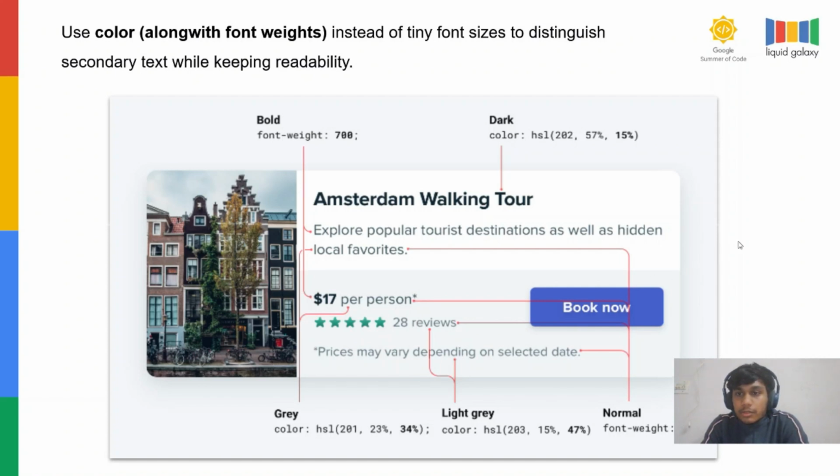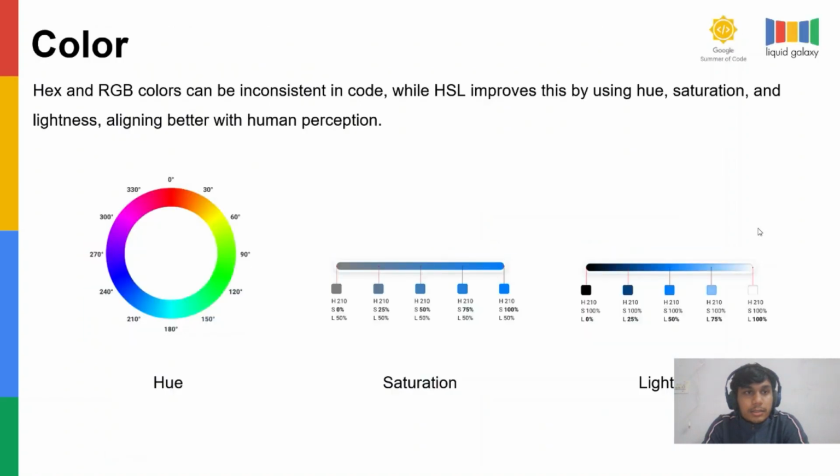Now moving on, we talk about other factors such as color. Color is one of the really major factors, and we saw it earlier in our font as well.